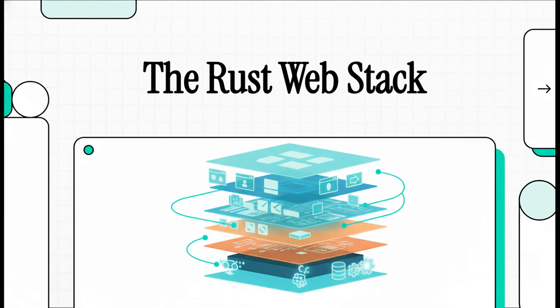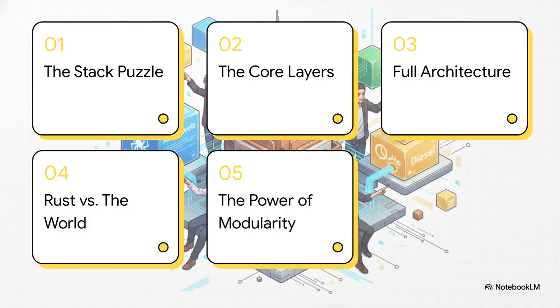We are going to pull back the curtain and really demystify the Rust web stack, one piece, one layer at a time. Okay, so here's the plan. We'll start by looking at this puzzle itself, and then we're going to build the stack from the ground up. After that, we'll zoom out to see the full architecture and even compare it to some other ecosystems you might already know. And finally, we'll dig into why Rust does things this way in the first place.